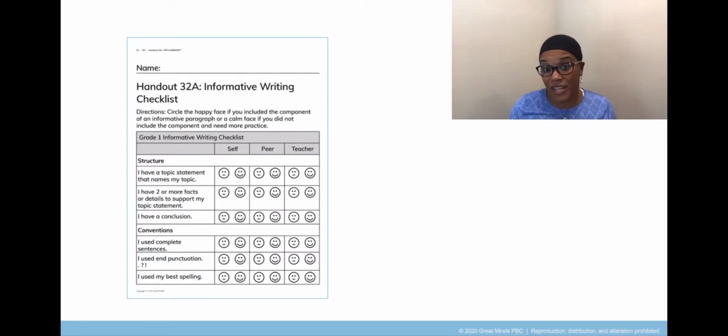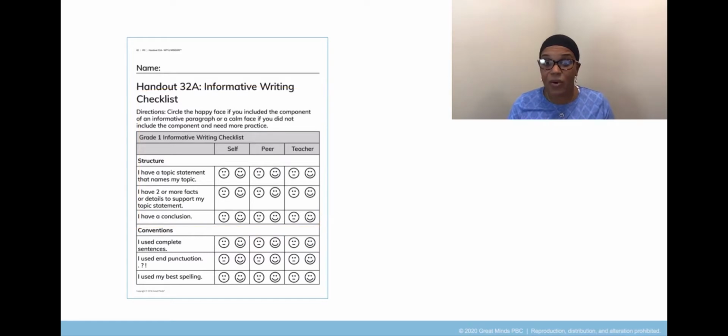Let's review the checklist. Grade 1 informative writing checklist. Structure. I have a topic statement that names my topic. I have 2 or more facts or details to support my topic statement. I have a conclusion. You'll also see conventions. I used complete sentences. I used end punctuation. I used my best spelling. For our work in this lesson, we are going to focus on structure: the topic statement, your supporting details, and the conclusion.